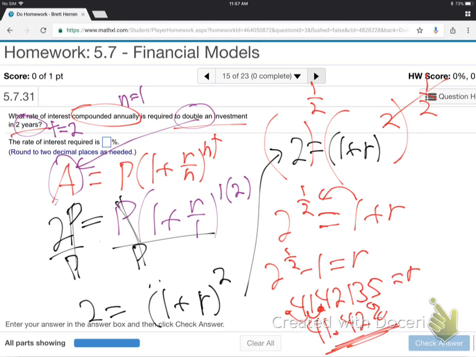Is that good? So if you found an account that's paying 41.42%, that's a pretty impressive account. You would double your money in 2 years. Questions on that one? Yeah, Rudy.